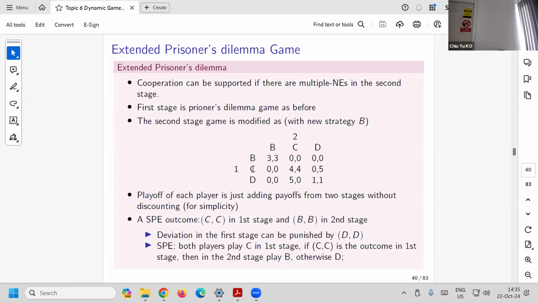So let's continue. This is the last example we will look at, and then we go to the formal model of repeated games.